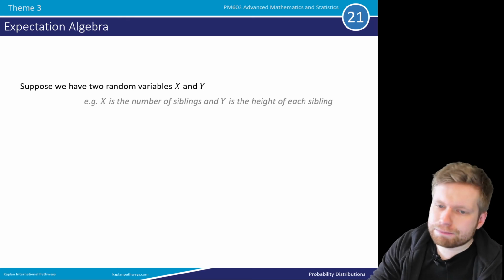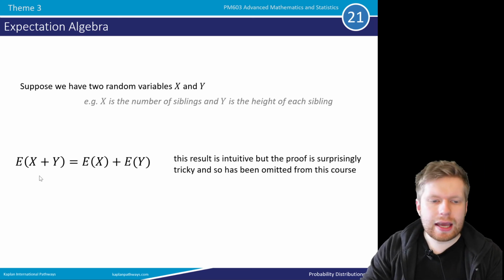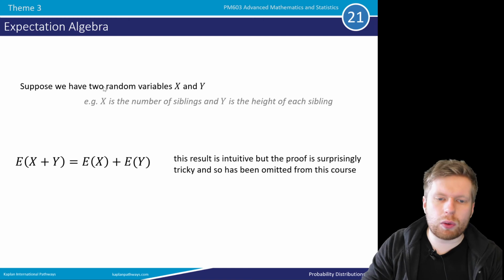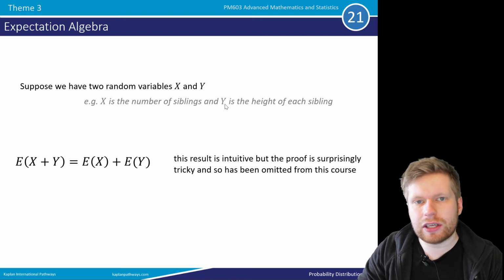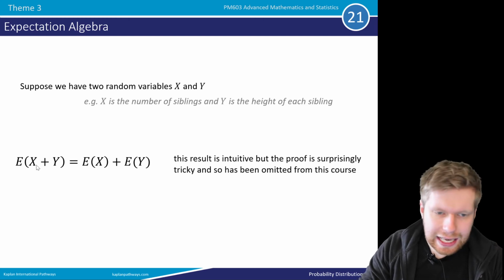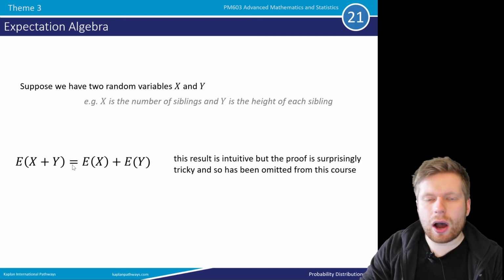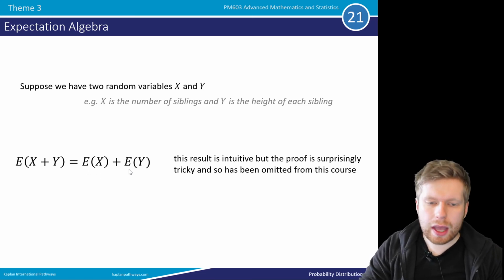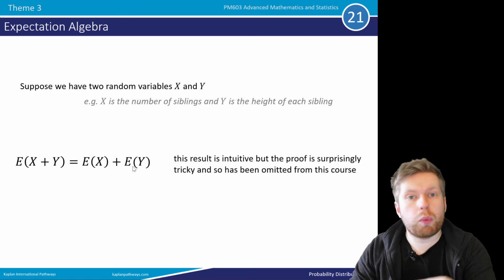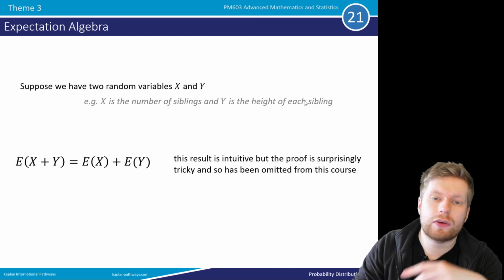So let's see. What if I wanted to find the expectation of x plus y? In other words, I wanted to take the number of siblings which each person had and add it to the height of each of those siblings. Well, the expectation will be given as the expectation of the number of siblings, the expectation of my x variable, plus the expectation of my y random variable. In other words, the height of each of those siblings.